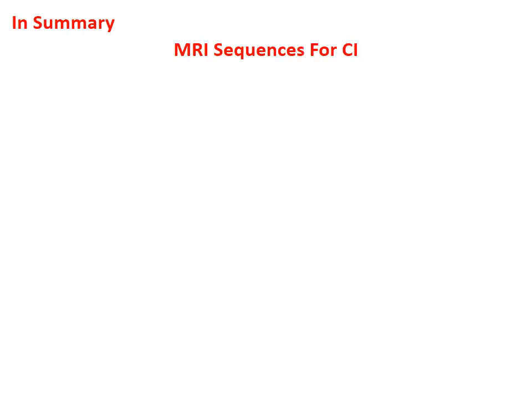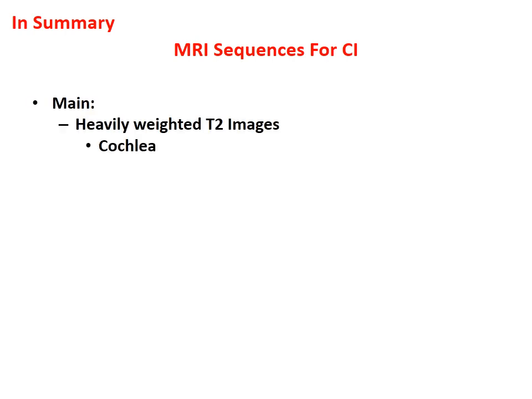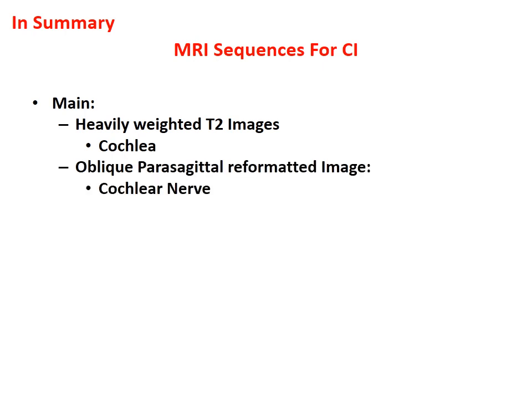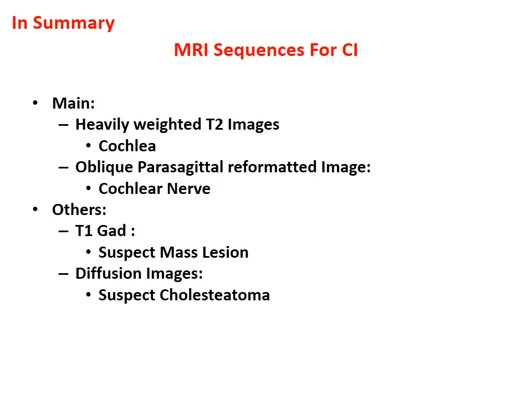In summary, for cochlear implant, the main sequences are the heavily weighted T2 images, to see the cochlea and its patency, and the oblique parasagittal reformatted images to see the cochlear nerve and its size. There are other sequences which depend on your suspicion. If you suspect a mass lesion, you do T1 with gadolinium. If you suspect cholesteatoma, we do diffusion images. And if you suspect MS, multiple sclerosis, we do the FLAIR technique.